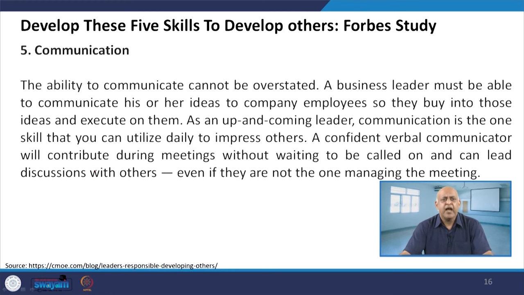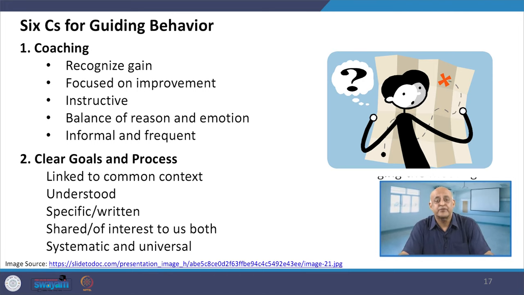The communication. We have discussed in detail in our previous sessions how communication plays a role in developing others: trust, respect, understanding, assignments, delegation, right? Verbal, non-verbal, meeting. A simple example I would like to give is the handshake or the greetings. Saying good morning, and when the boss says good morning, that morning really becomes good. So communication is important.